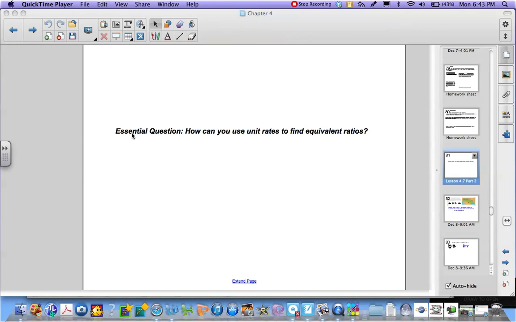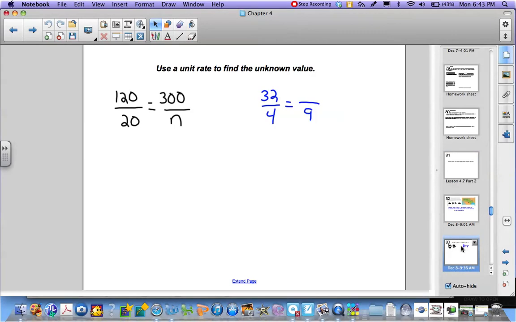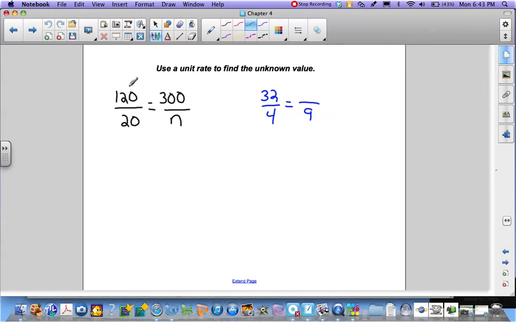Okay, today we're going to talk about using unit rates to find equivalent ratios. I'm going to use a unit rate to find the unknown value. I can see I have 120 to 20 is equal to 300 to n. A lot of times we're going to look for that relationship between ratios, but 300 is not a multiple of 120, so it's not going to work so easily that way.